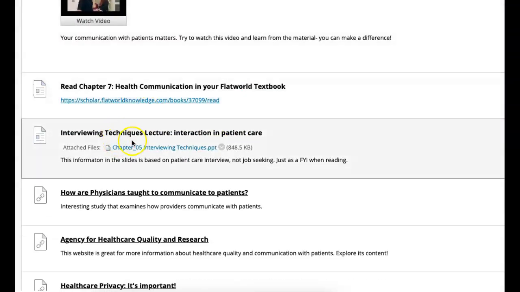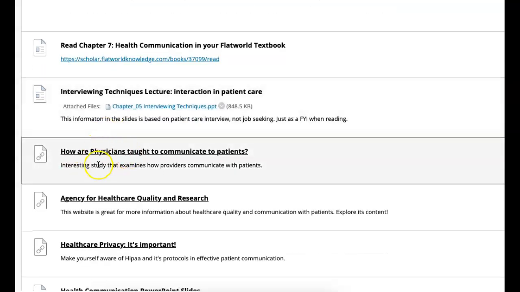Another thing, there's a couple of different files I put in here, interviewing techniques in patient care. So how to talk to patients in a way that is like an interview, back and forth. It's based on patient care interviews. Feel free to take a look at it. It's just an FYI, nothing that you have to memorize.